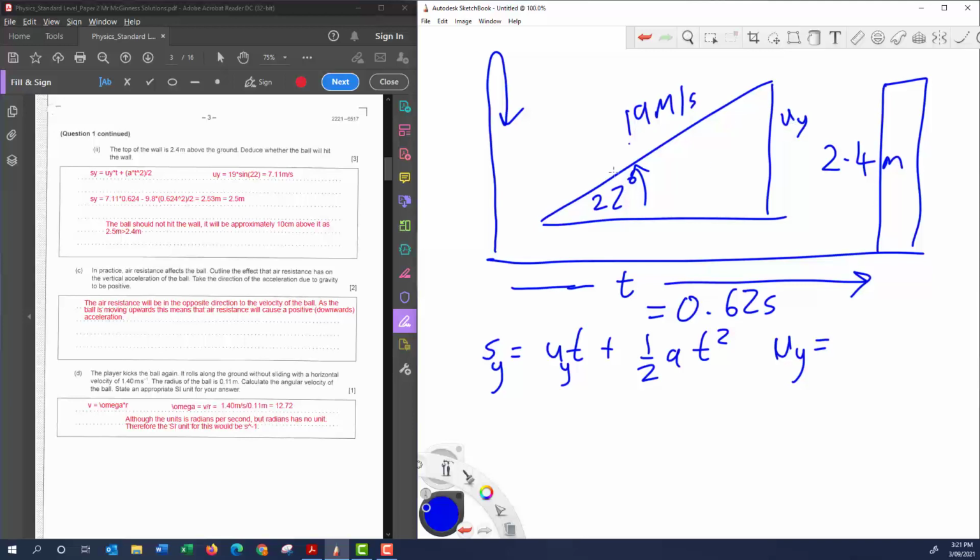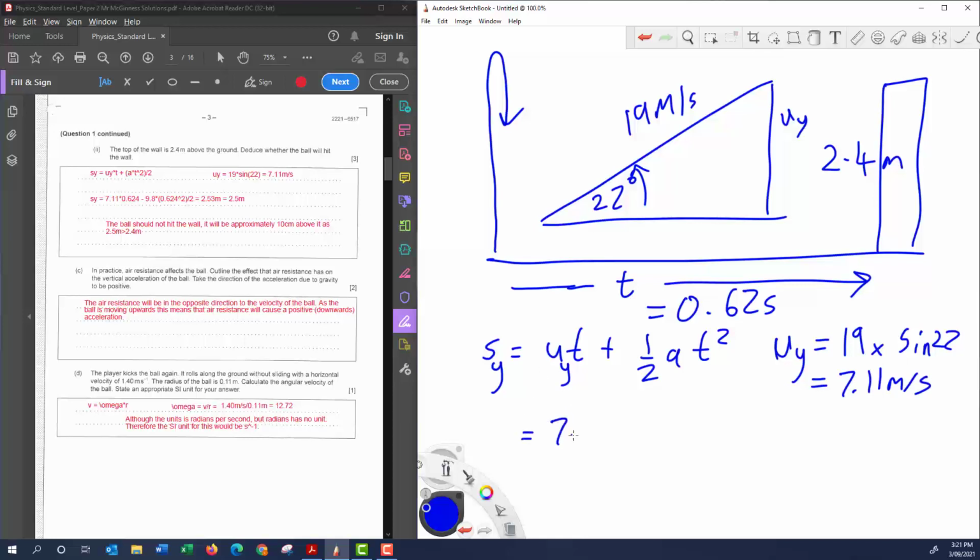So that means uy will be 19 meters per second times the sine of 22 degrees. And then I got that to be 7.11 meters per second. So then I'm going to put that into here.